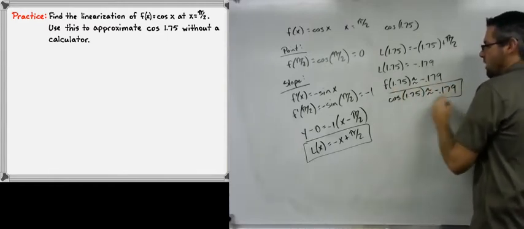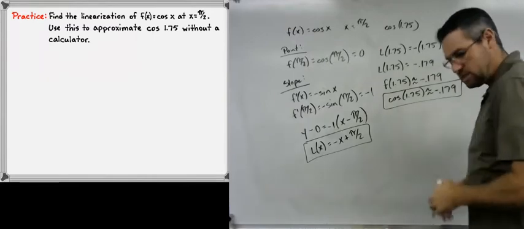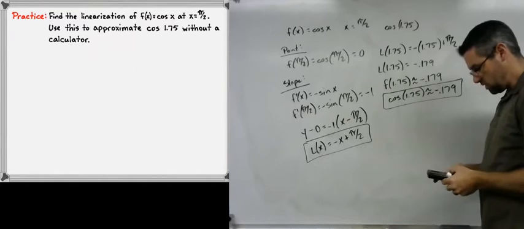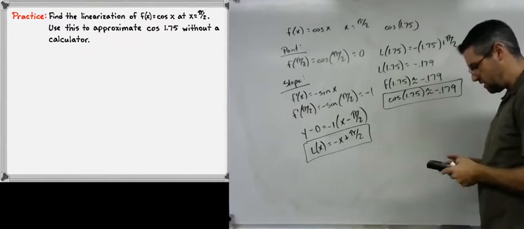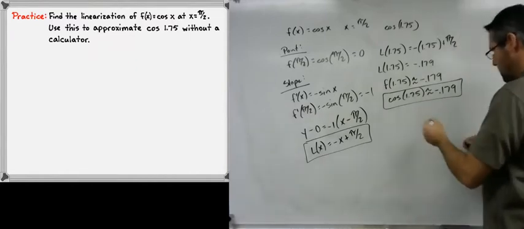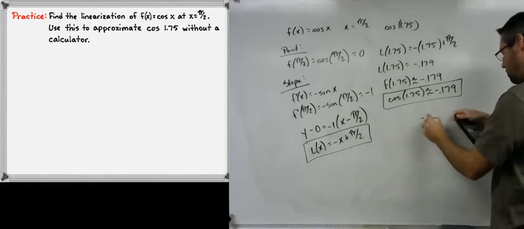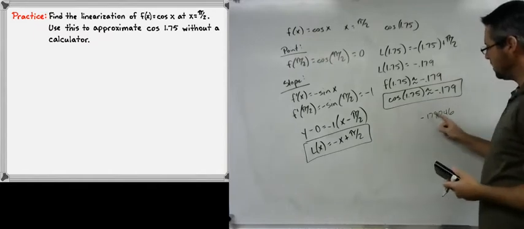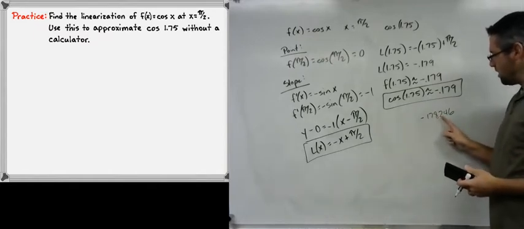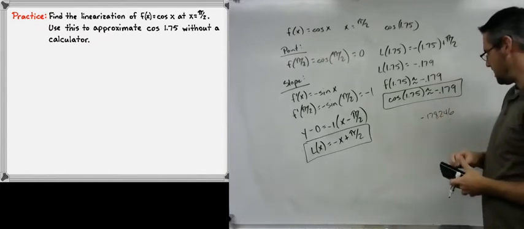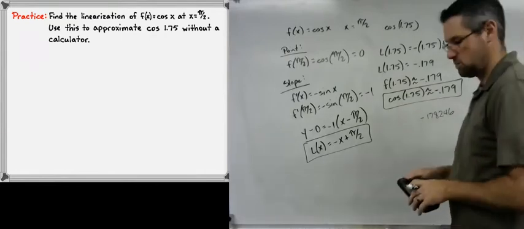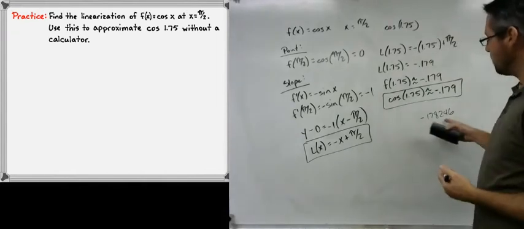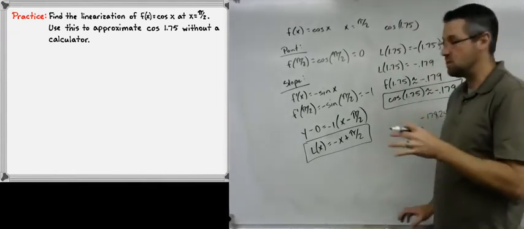So the question is, how accurate is that? Let's type into our calculator the cosine of 1.75. Cosine of 1.75 is actually negative 0.178246. So we're off by about 10 thousandths. That's pretty accurate. Now, why was that one off by more than the previous problem?